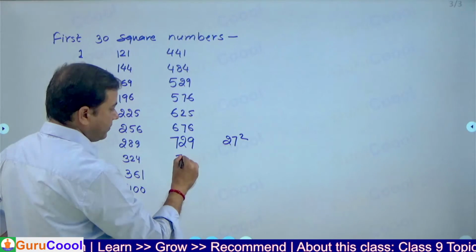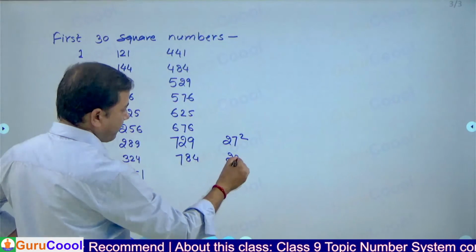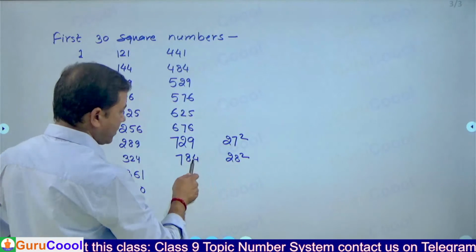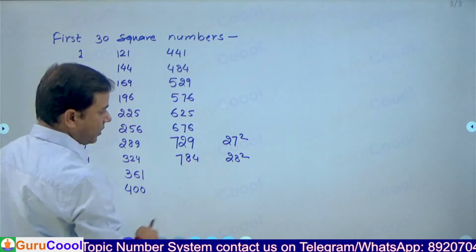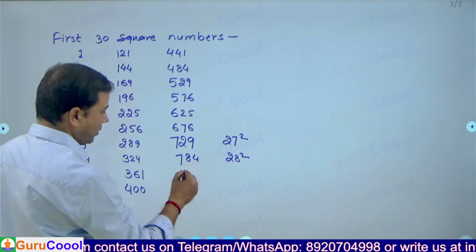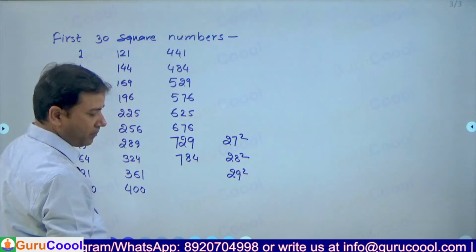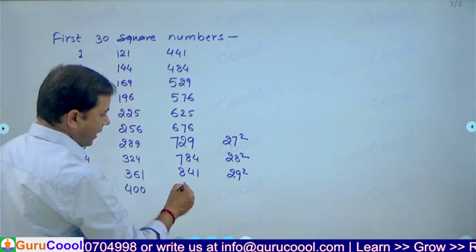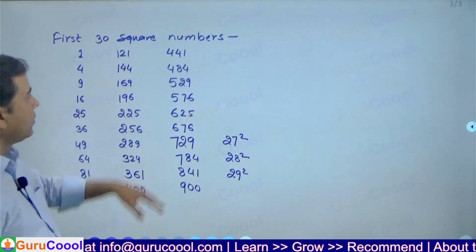28 square, I guess 784, isn't it? 784. 8 8s are 64, 6 carried, 8 2s are 16, 16 2s are 32 plus 6, 38, 3 carried. Yes, 784. And 29 square, 841. 30 square, 900. So these are our first 30 square numbers.